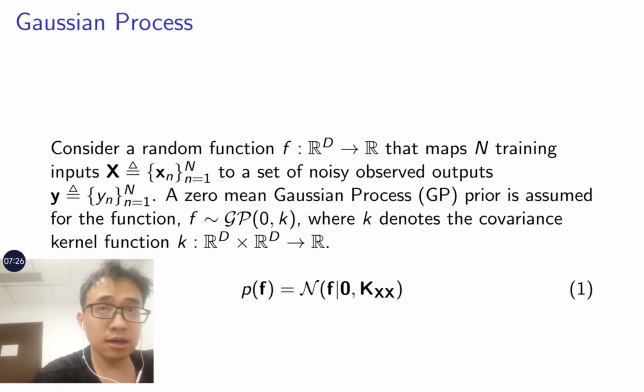First, we will introduce the Gaussian process. We all know that a Gaussian process is a random function from R^d to R that maps the training input X to a set of noisy outputs Y. We know the GP is a non-parametric Bayesian model. It models the data by a functional prior, p(f) equals Gaussian with zero mean and covariance K(X, X), and K is the covariance kernel function.